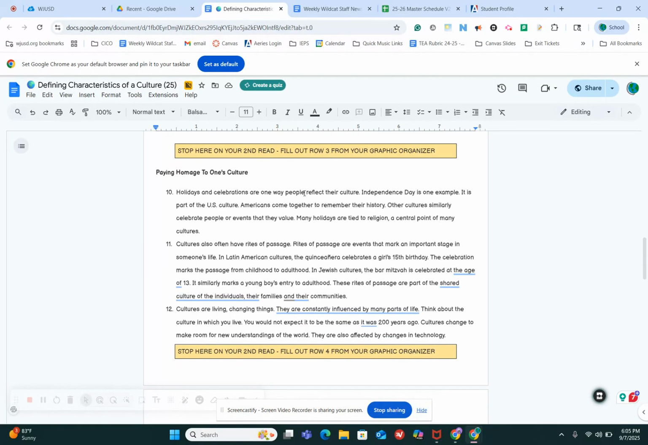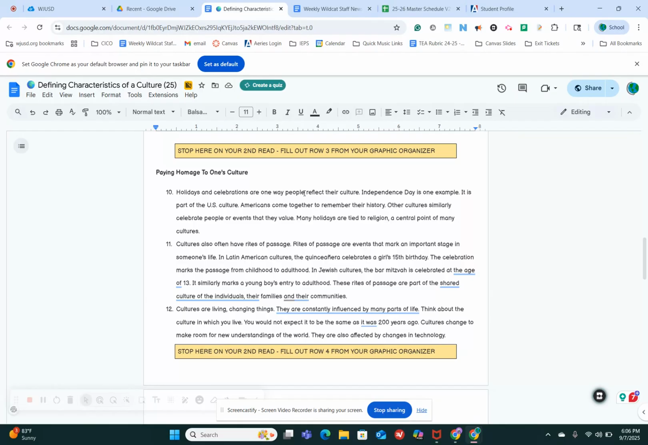Paying homage to one's culture. Holidays and celebrations are one way people reflect their culture. Independence Day is one example. It is part of the U.S. culture. Americans come together to remember their history. Other cultures similarly celebrate people or events that they value. Many holidays are often tied to religion, a central point of many cultures.